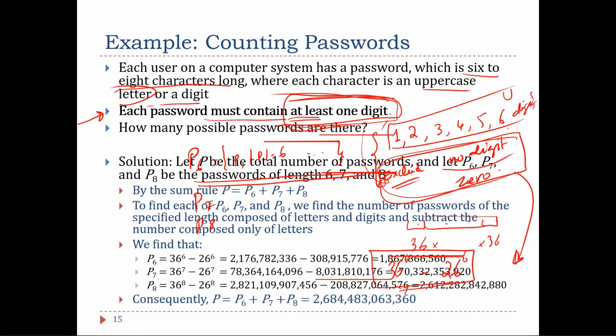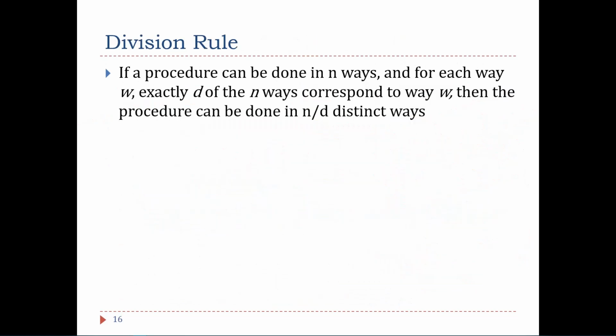What about the division rule? So we still have the division rule and the general approach of tree diagram. And then finally, the pigeonhole. The division rule: if a procedure can be done in n ways, and for each way w, exactly d of the n ways correspond to the way w, then the procedure can be done in n over d distinct ways.